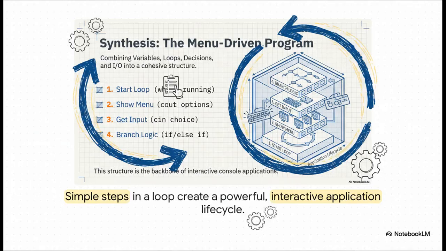That's it. And this diagram right here shows how those simple steps create a complete application lifecycle. The loop is the big circle that holds it all together, and inside you see that cycle: show a menu, get input, and then branch off to the correct piece of logic. This entire powerful structure is built from the exact pieces we've just been discussing.